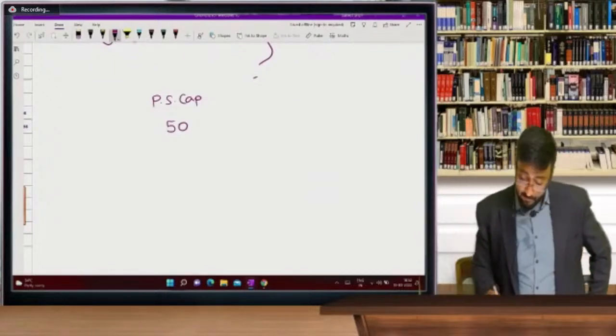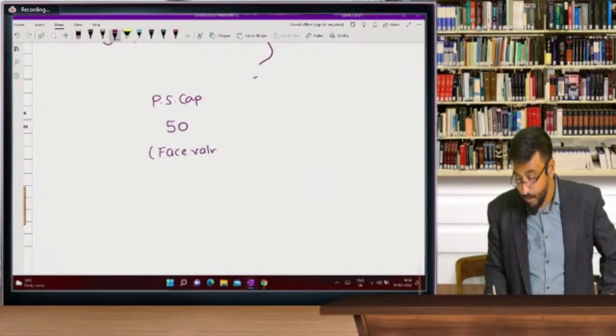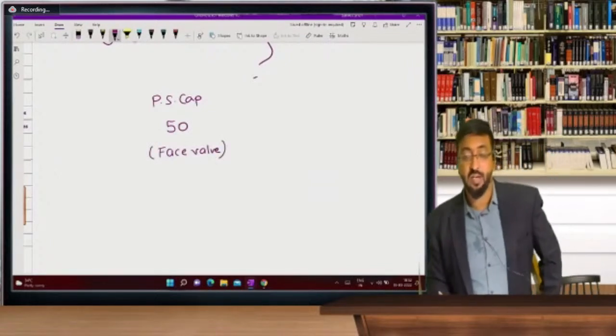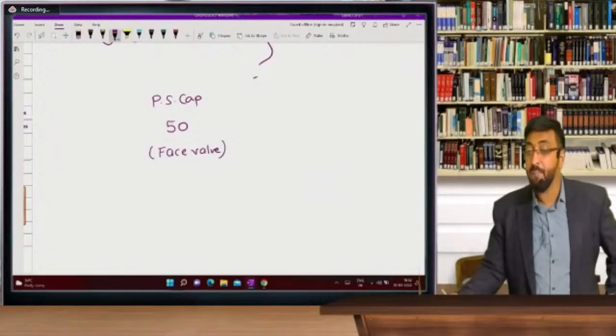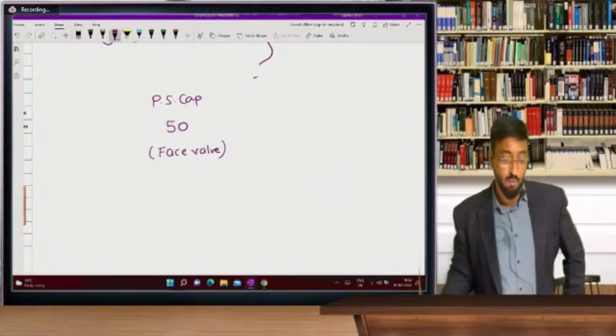Wait. This is always shown at face value. In the balance sheet, equity share capital and preference share capital are always shown at face value or paid up value. Okay.